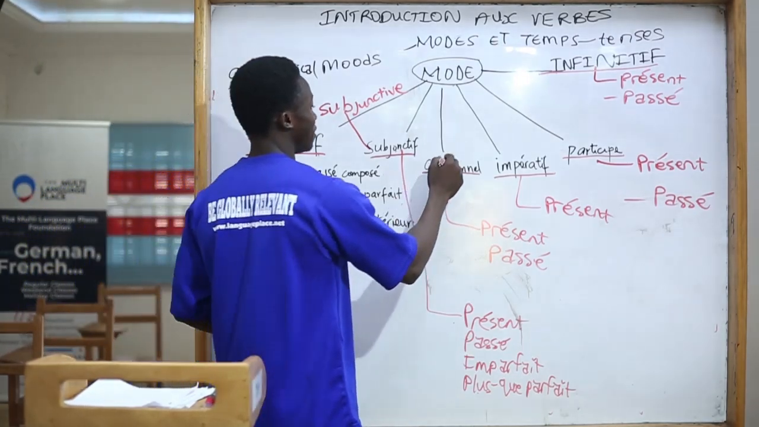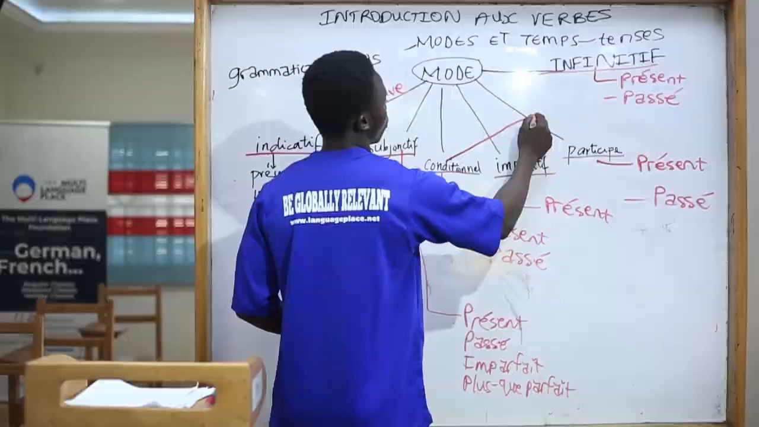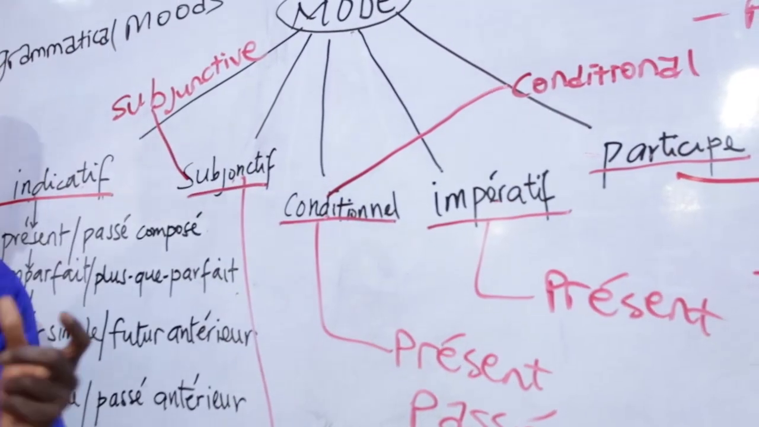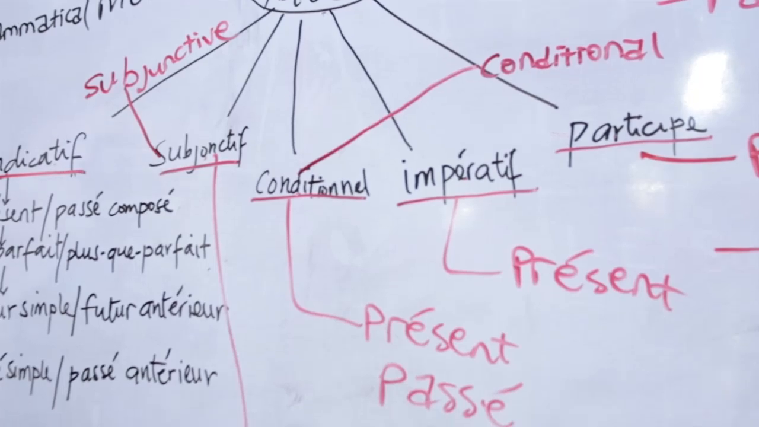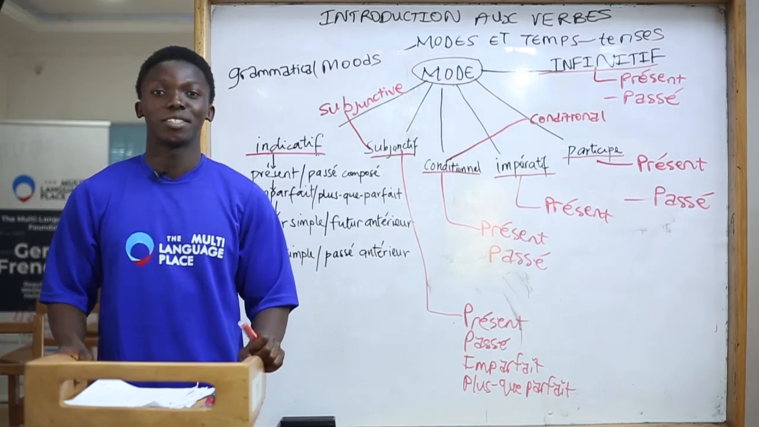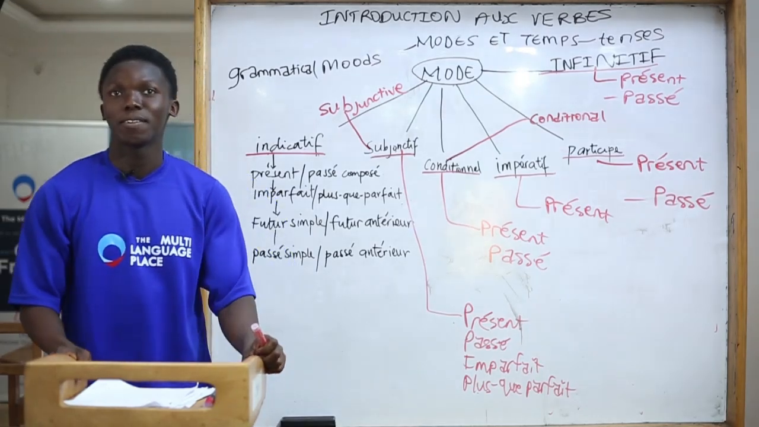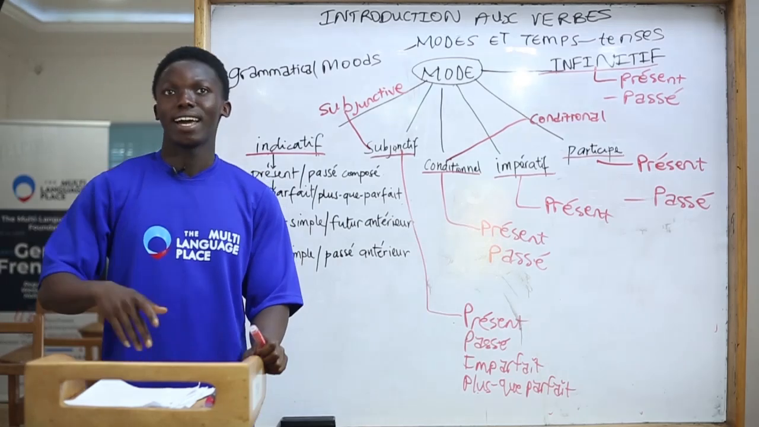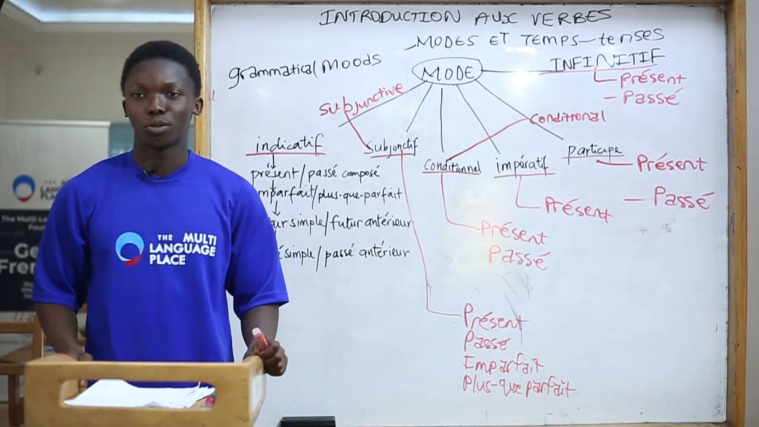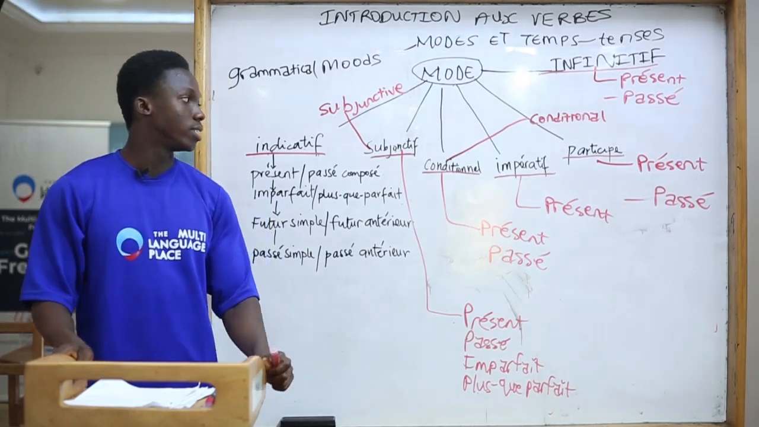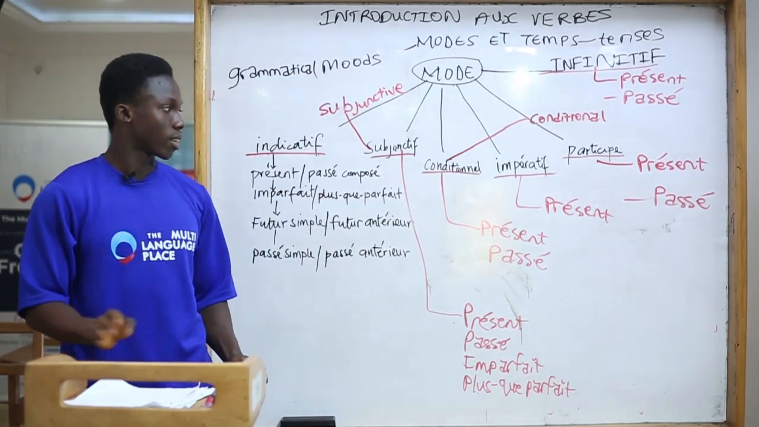Conditionnel. Conditionnel could translate to conditional tense, even though I'm not sure that's a tense in English. Conditionnel is used to express conditional statements. For example, if I want to say, if I get my money today, I would buy something tomorrow. That I would is a mood in French. It is a mood in French, conditionnel.